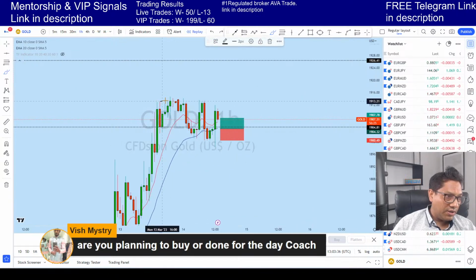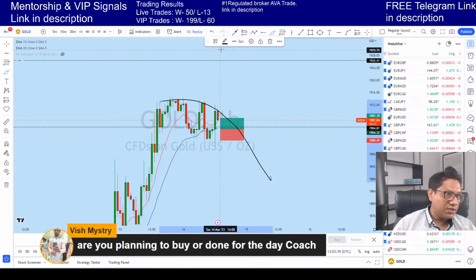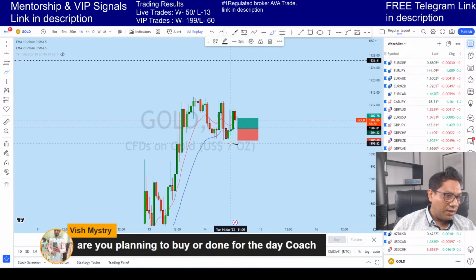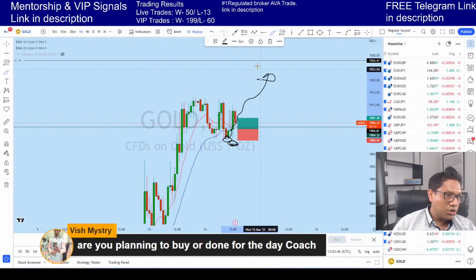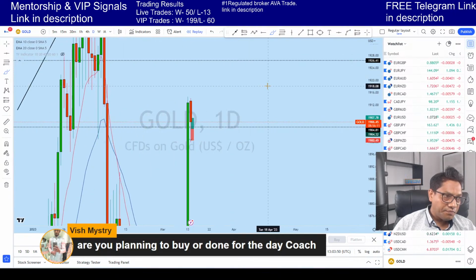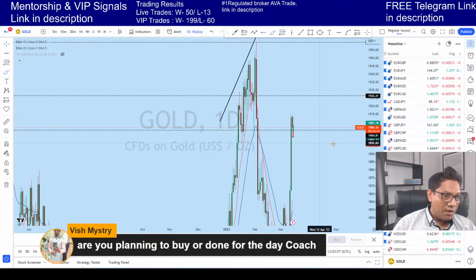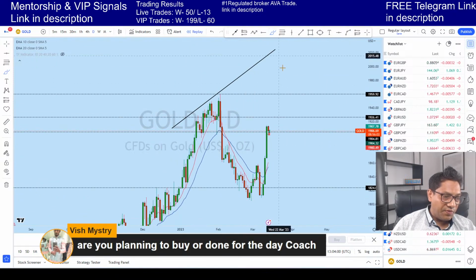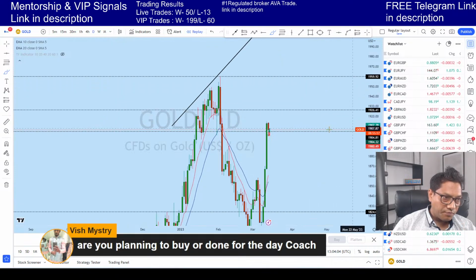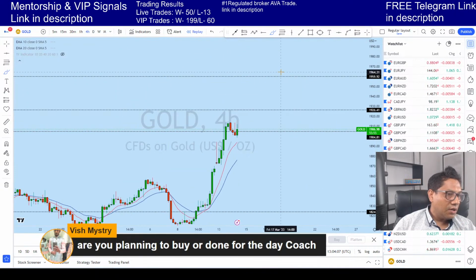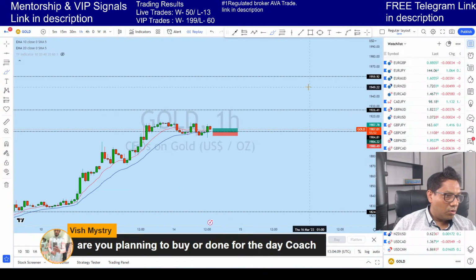You can see the price is making a dynamic resistance here, but as it grabbed liquidity multiple times, we should see this market pushing high. Now from the daily perspective, the price respected the previous day's high, but because the momentum is very high, what I think is that we could see gold pushing high, going up again.